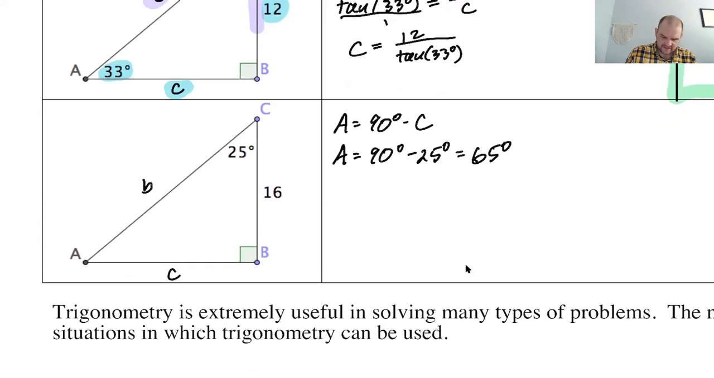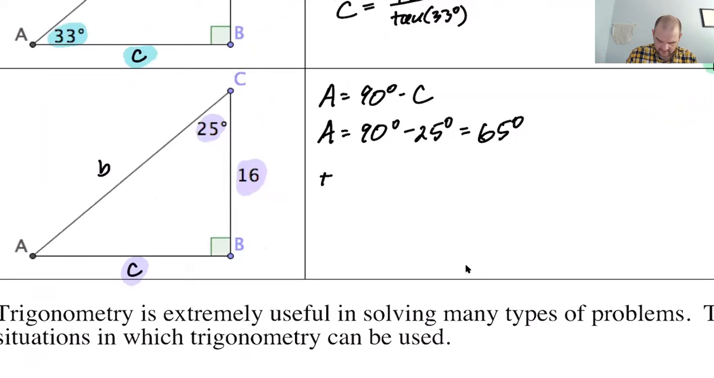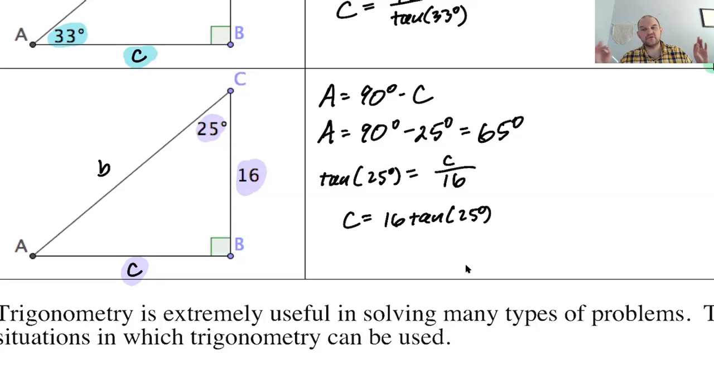All right, to find side C, I'm going to say that we know the angle here, C is opposite that, and we also know adjacent. So opposite, adjacent, this is tangent again. So we're going to say the tangent of 25 degrees is opposite over adjacent, which means that C is equal to 16 tan 25 degrees. Perfect answer, not going to get better. We'll get a decimal, but it's less accurate. This is as accurate as you can get.